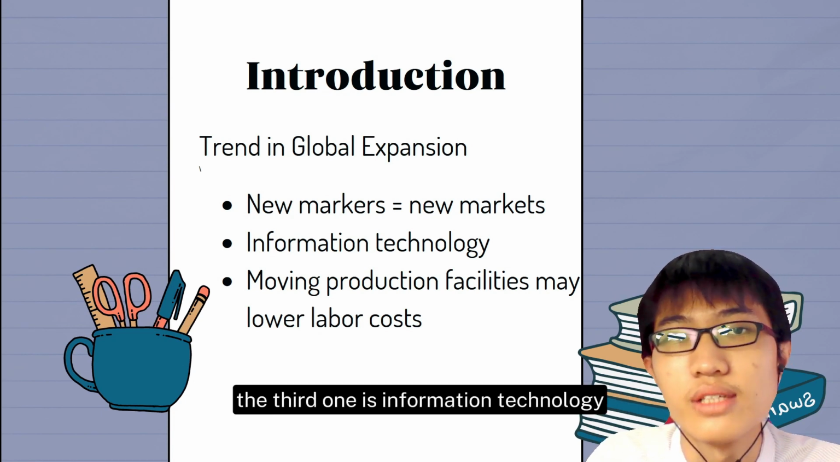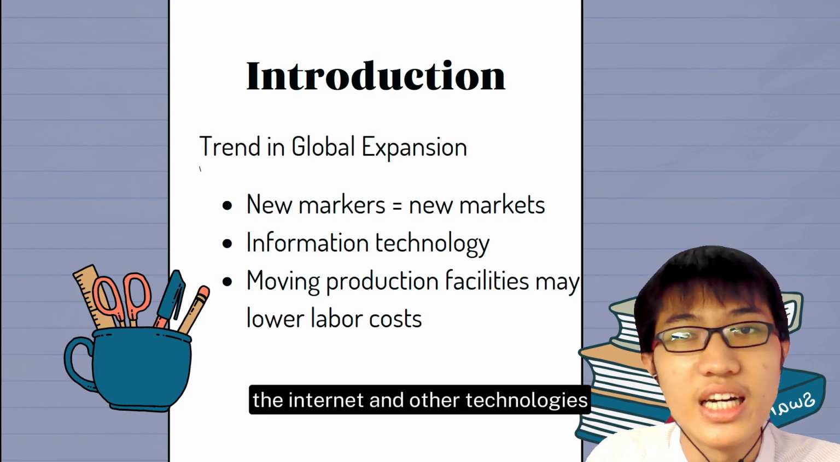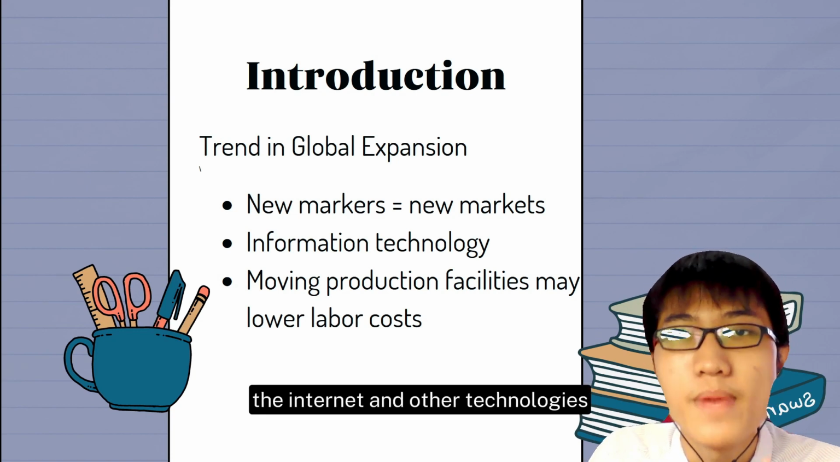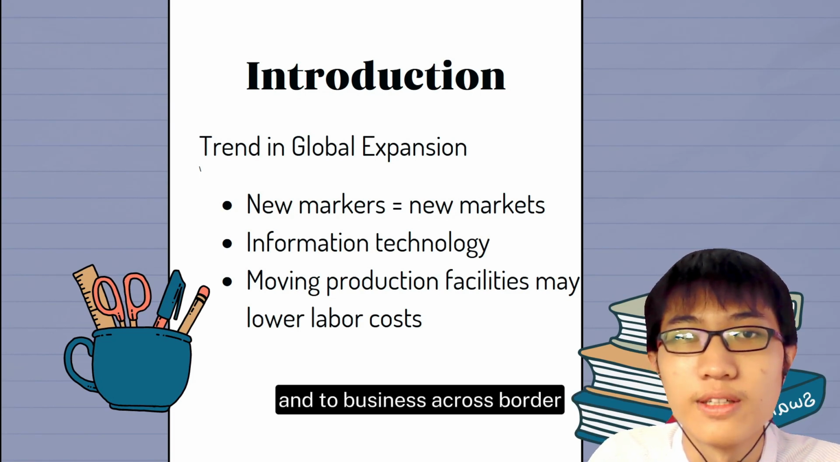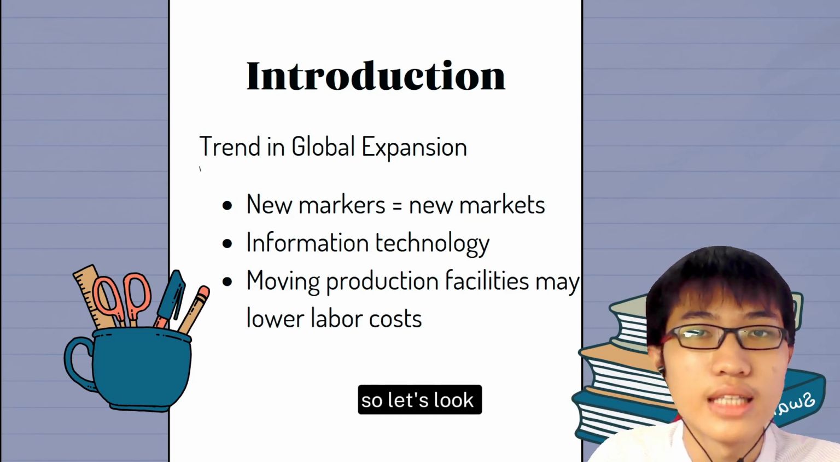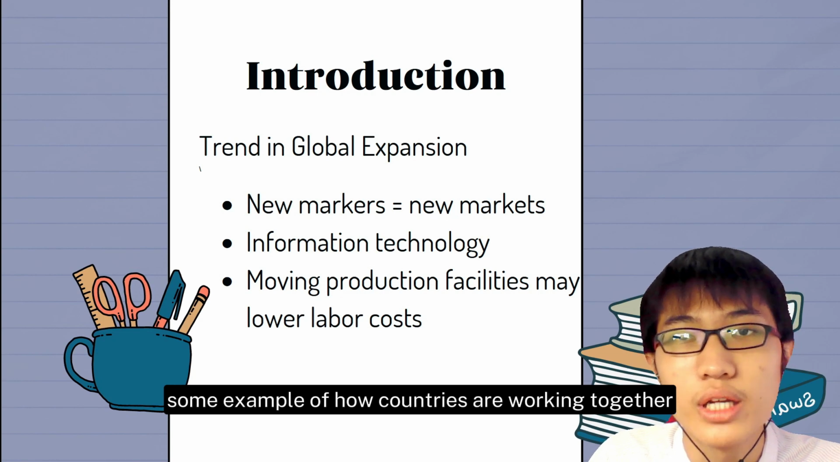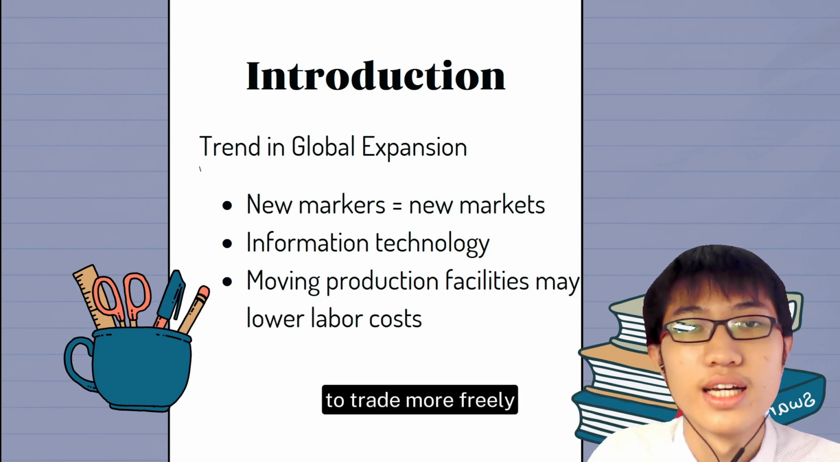The third one is information technology. The internet and other technologies make it easier than ever to communicate and do business across borders. So let's look at some examples of how countries are working together to trade more freely.